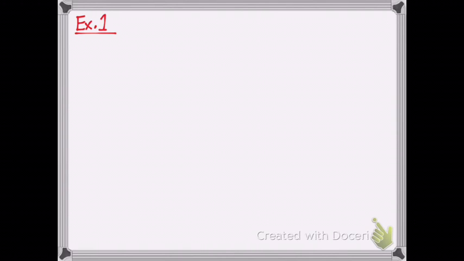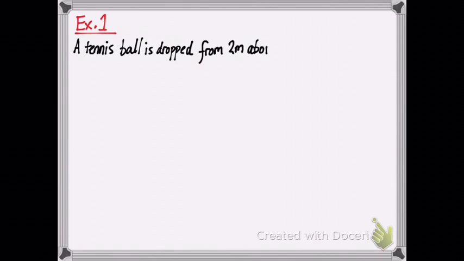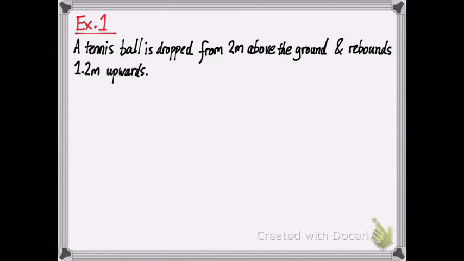Let's start with a simple example. Let's say we have a tennis ball and it's dropped from 2 meters above. We release it from rest and it rebounds 1.2 meters upwards. So what would be the efficiency of one bounce?